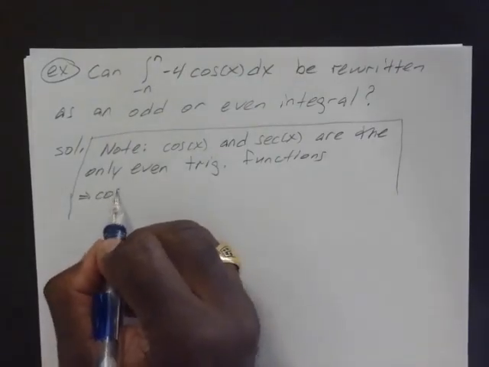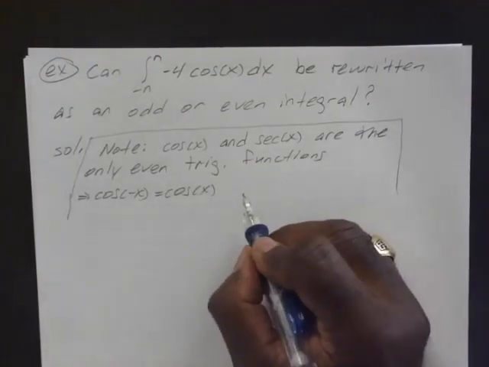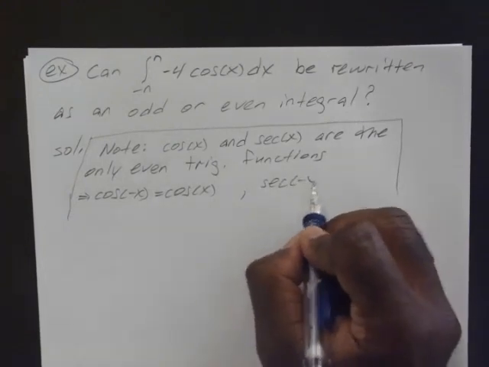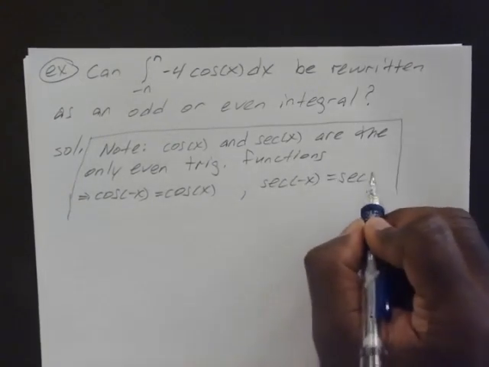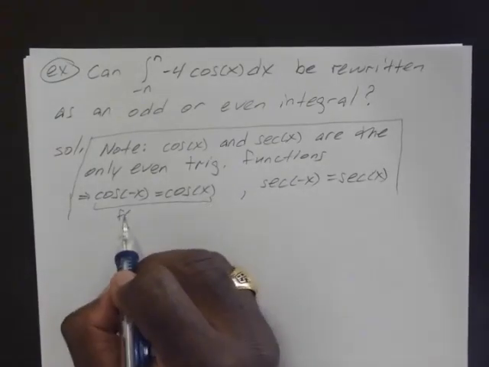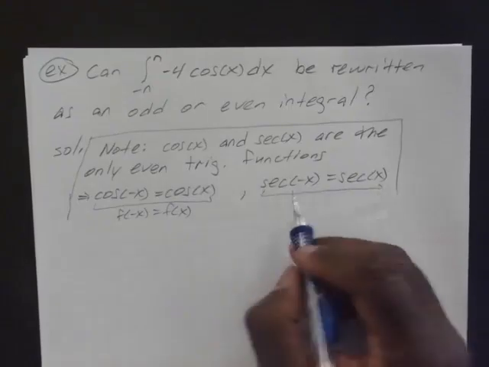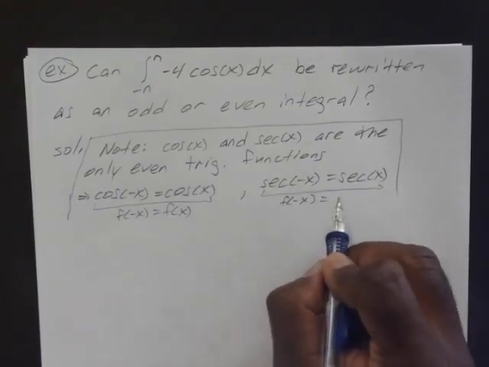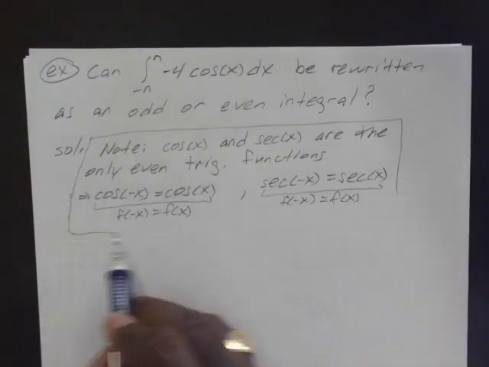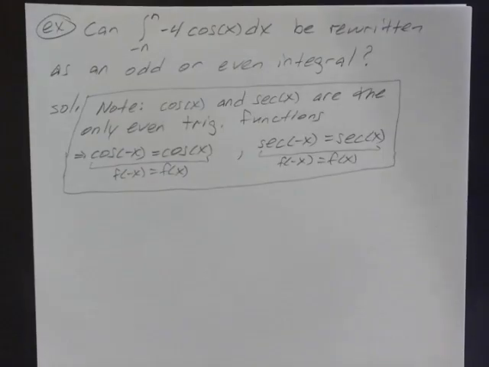So that means cosine of negative x is equal to cosine of x, and secant of negative x is equal to secant of x. It's just their trig version of f of negative x is equal to f of x for both of those. So again, just a little side note in case you forgot that part about the trig function.